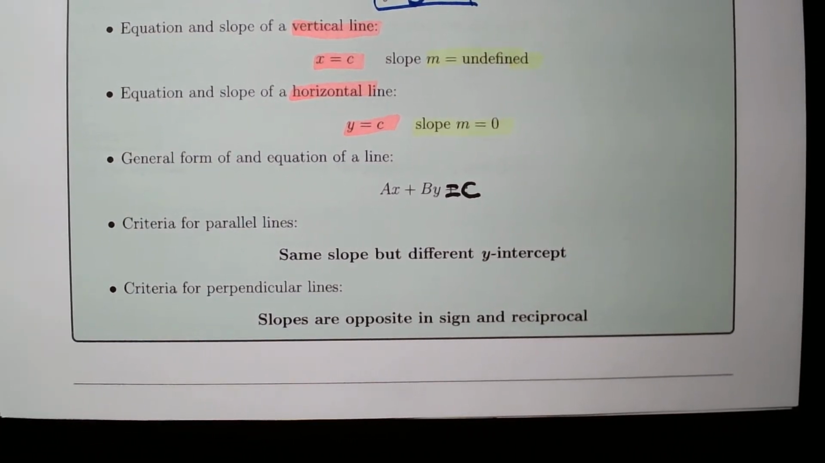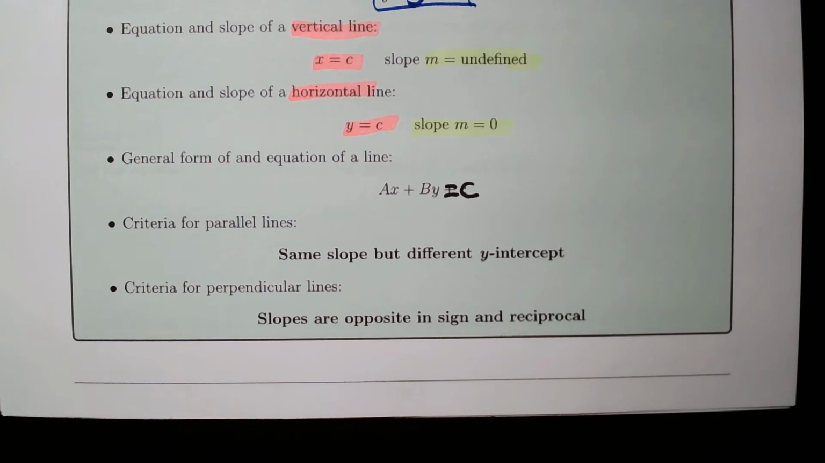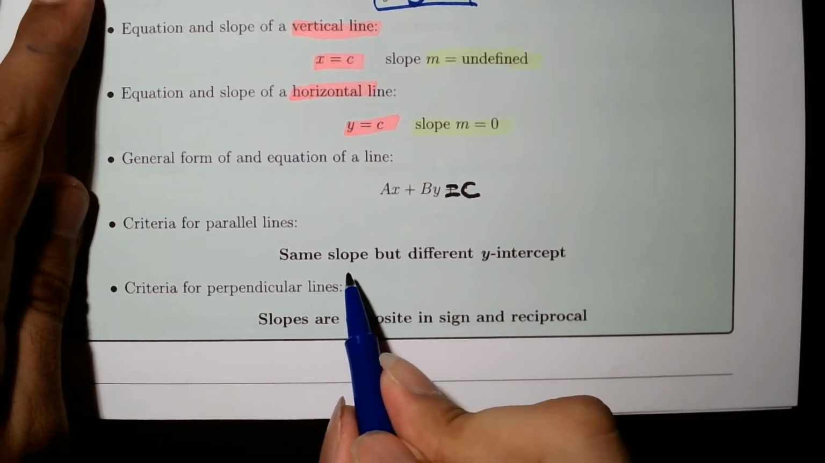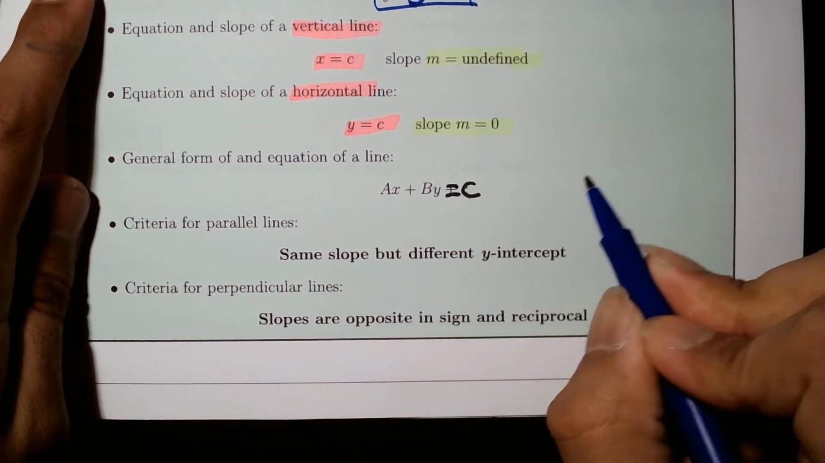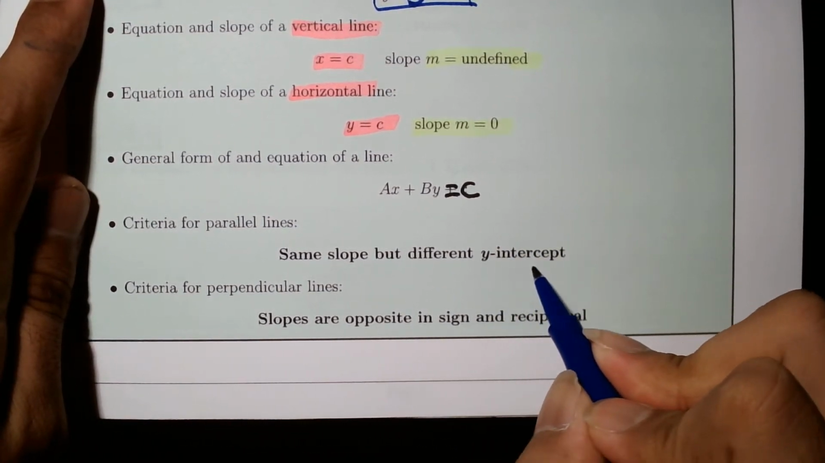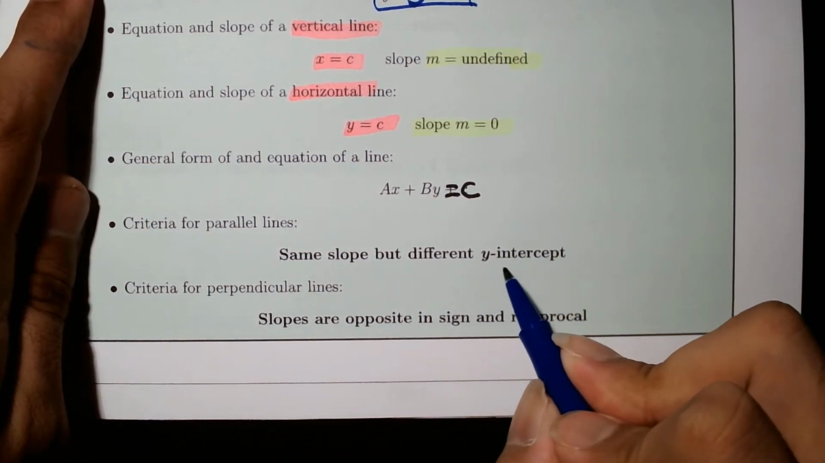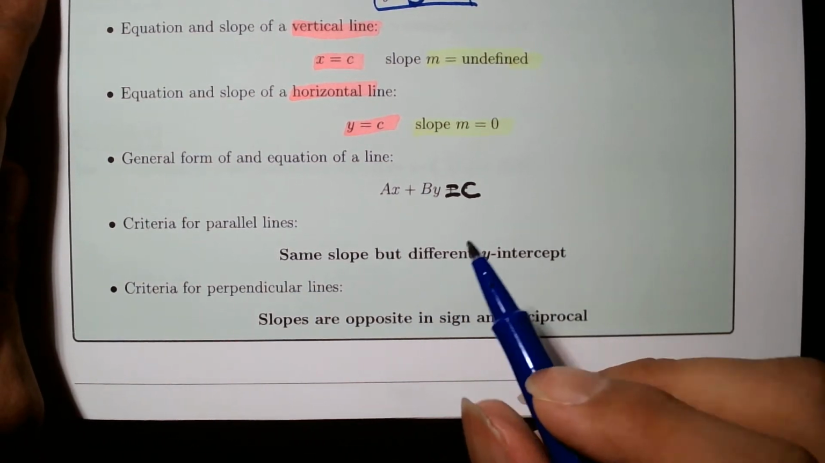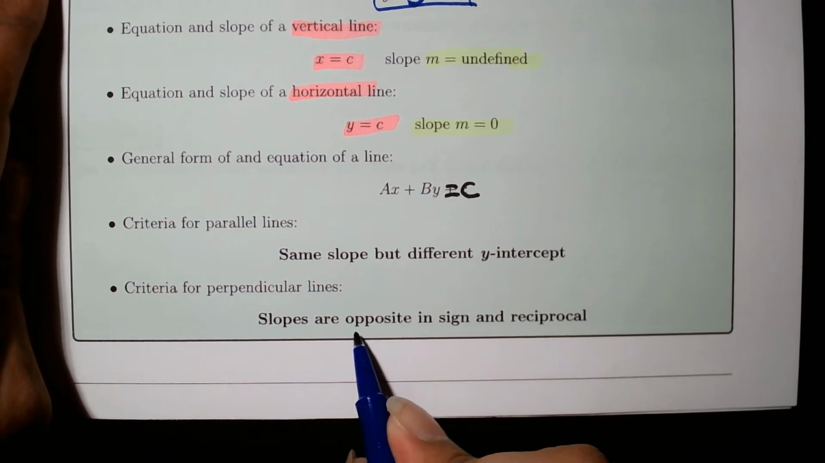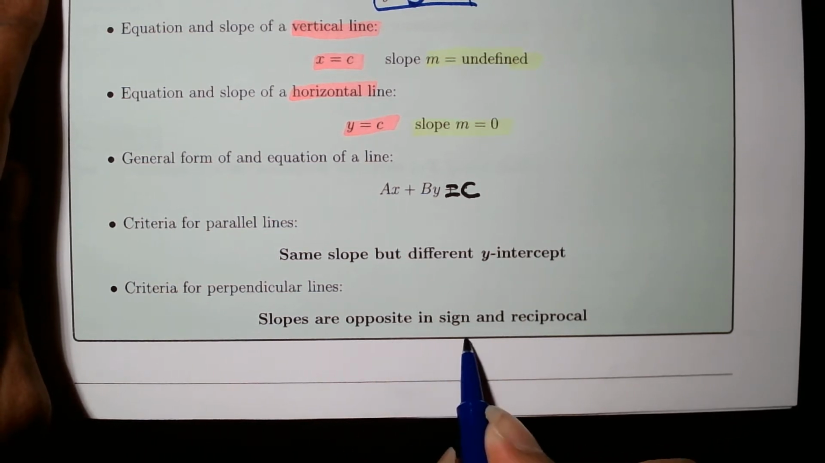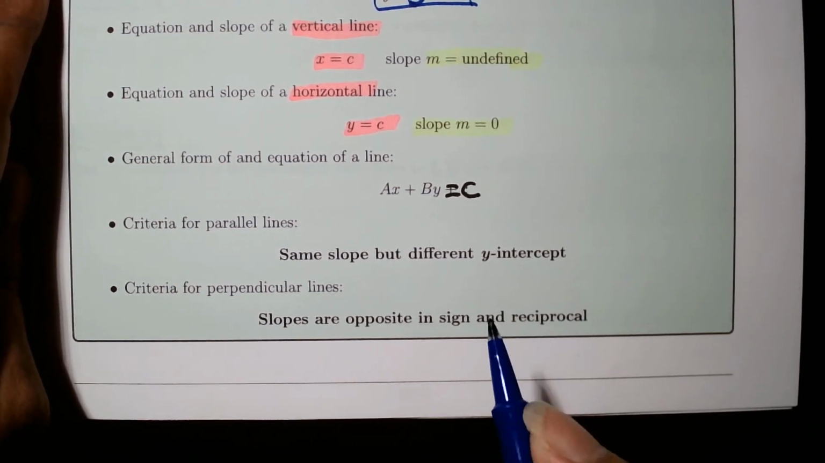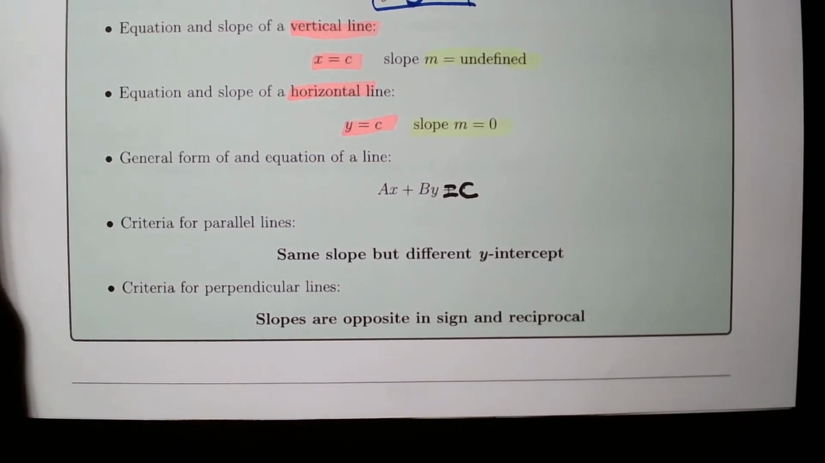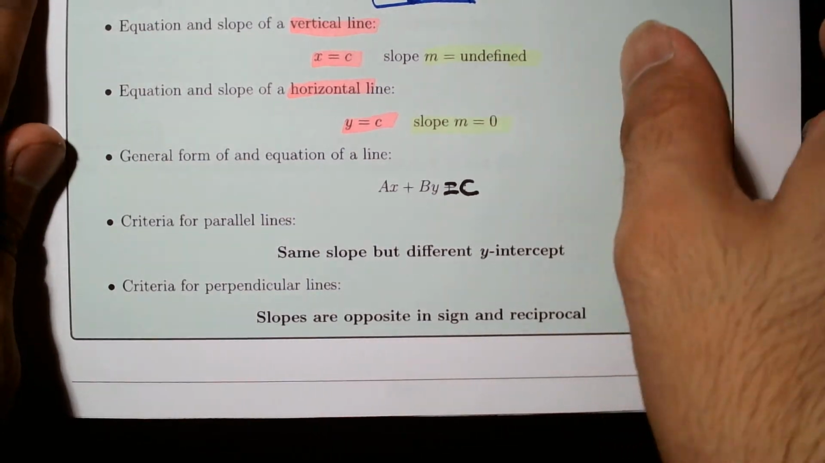Lastly, we need to consider the criteria for parallel lines. Parallel lines are lines that have the exact same slope, the same steepness, however they have a different y-intercept. The criteria for perpendicular lines: the slopes are opposite in sign and they are reciprocal to one another. So we are going to do one example of each in the next page.